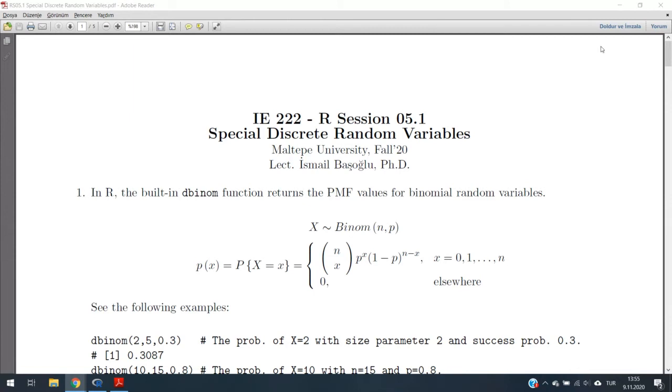So let's just say the capital X random variable here is a binomial random variable with size parameter n and success probability p. In the theoretical lecture, we have learned that the probability mass function for this random variable is n choose x times p to the power x times 1 minus p to the power n minus x. And this probability mass function is only valid for integer values from 0 to the size parameter n. Remember, the binomial random variable represents the number of successes occurring in a repetition of n independent Bernoulli trials, each of which has a success probability p.